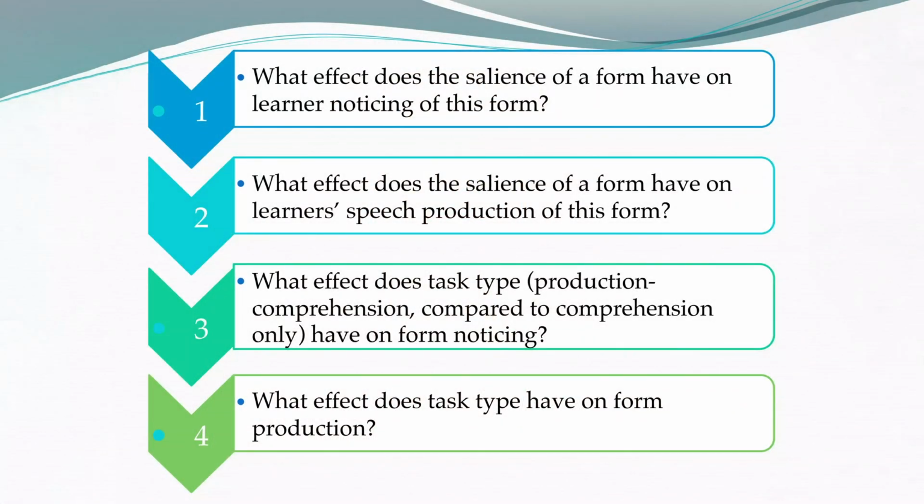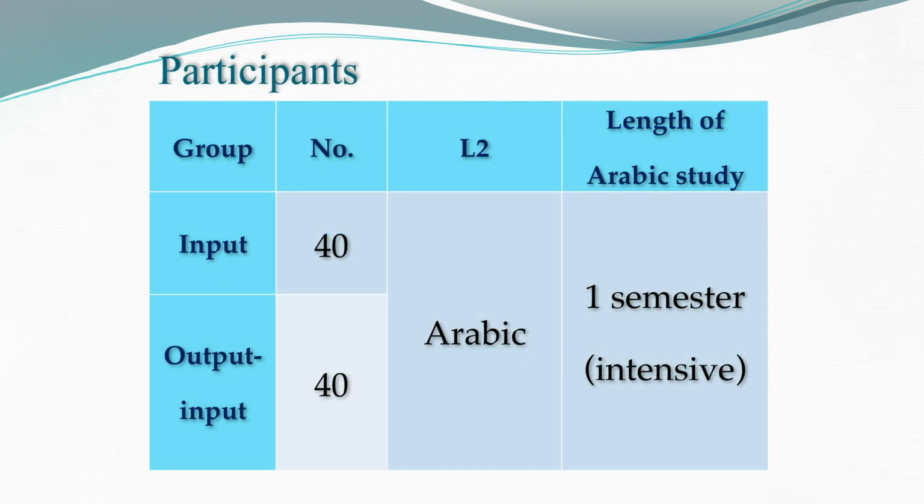The first two questions look into the effect that the salience of the feature has on the noticing and the speech production of the forms. The third and fourth research questions look into the effect that task type has on the noticing and the production of the target forms.